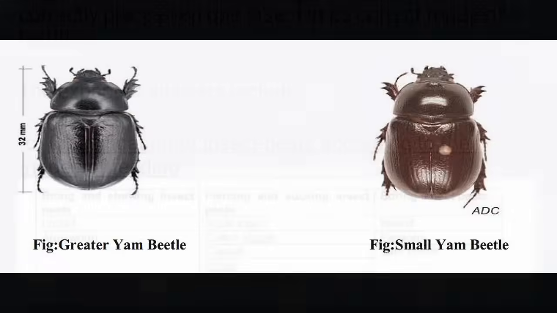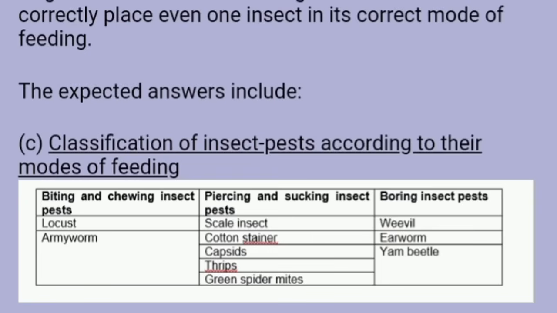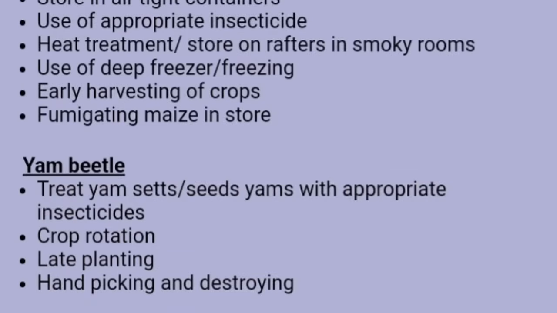Yam beetle. It's important to note that yam beetle is a boring insect. How can we control yam beetle? Treat the yam sets, okay, the seeds, with appropriate insecticides. And then practice crop rotation, practice late planting, and then hand pick the yam beetles and destroy. So there are some ways you can control yam beetle. Remember to be able to draw. It's very important. See a yam beetle, draw it, label it well.